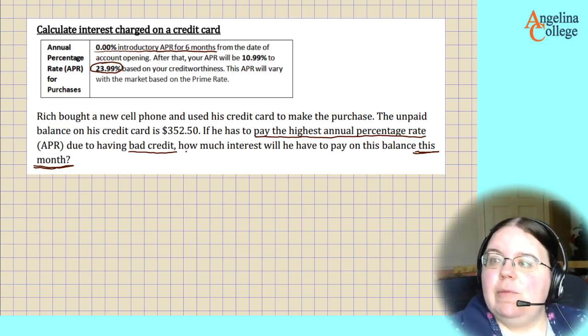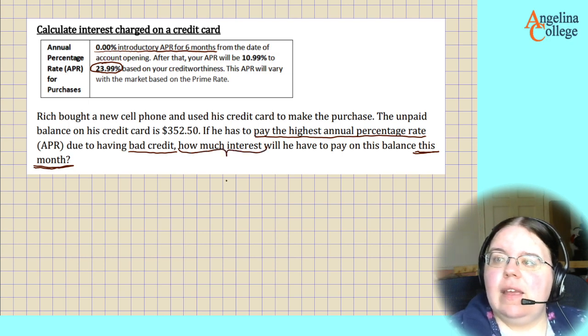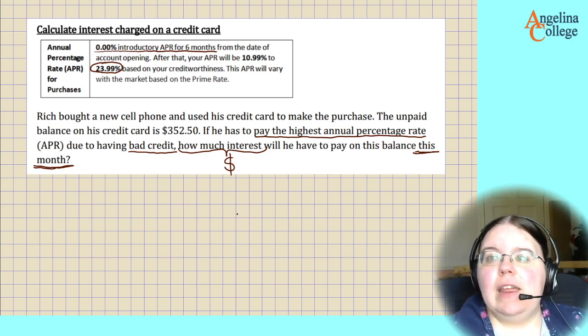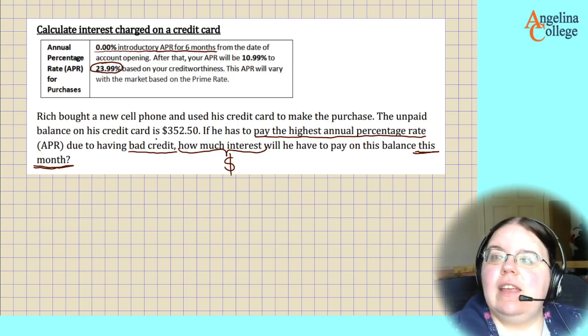Now, when they say how much interest, instead of a percent, when they're talking about specifically paying something this month, we're talking about a dollar amount here. That will be our answer for this. So we want to know how many dollars and cents Rich will have to pay in interest because of having used his credit card to buy a cell phone. So let's take a look.